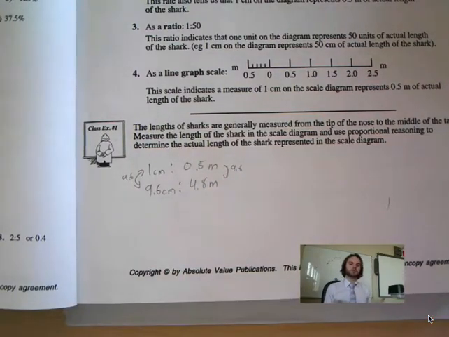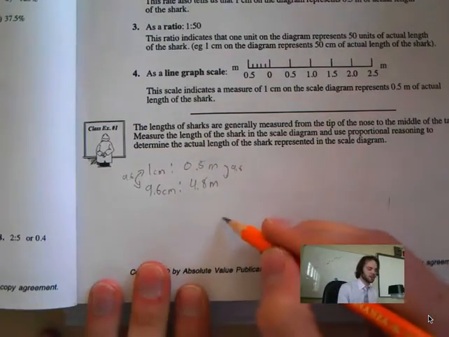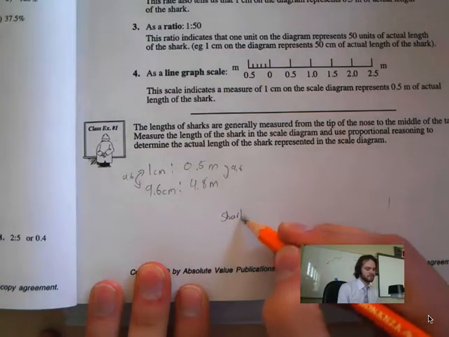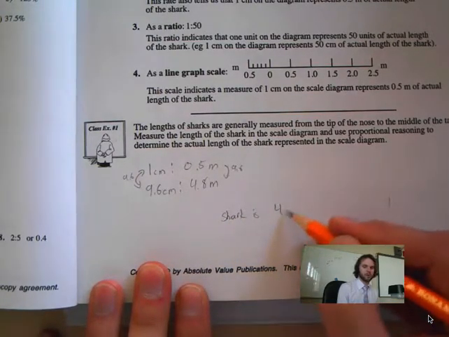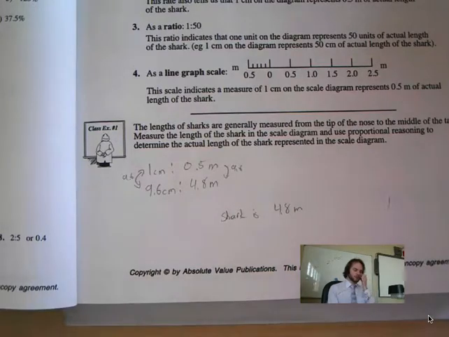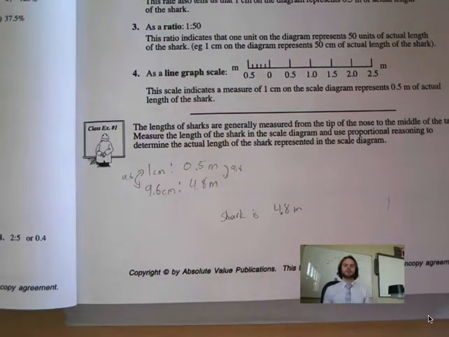So what is my total? My shark is 4.8 meters long. Okay, there's a decimal there.